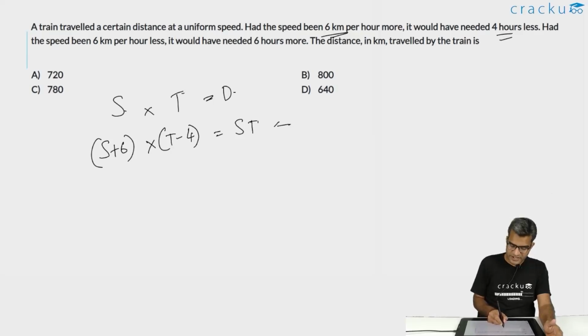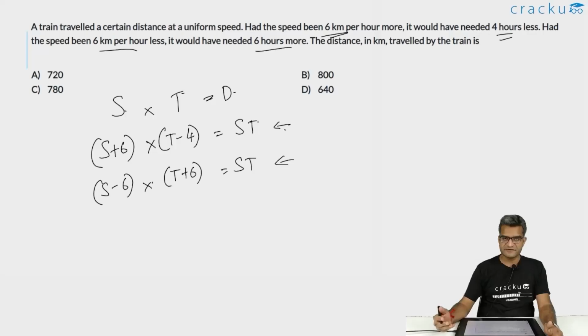Here we are going to get one equation in s and t. We are also told that if the speed is 6 kilometers per hour lesser, that is s minus 6 into, it would have needed 6 hours more. So into t plus 6 is also equal to st. From this we are going to get another equation in s and t. Let us try to get those equations.